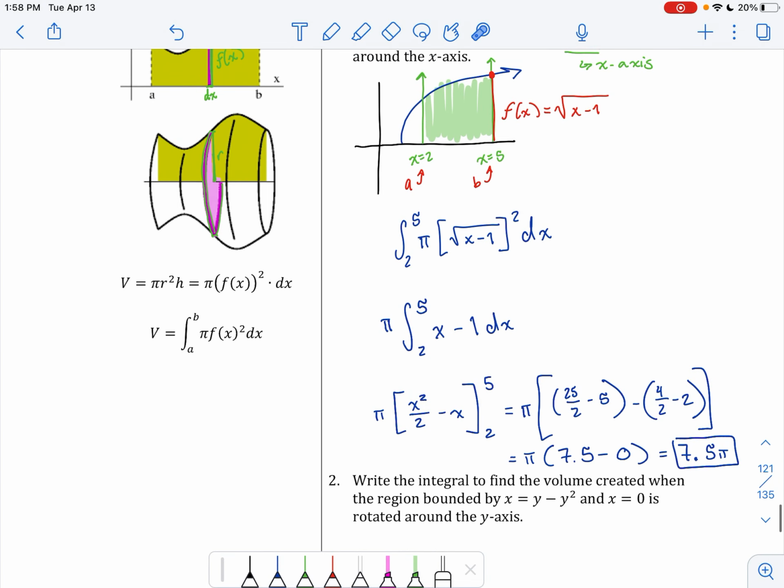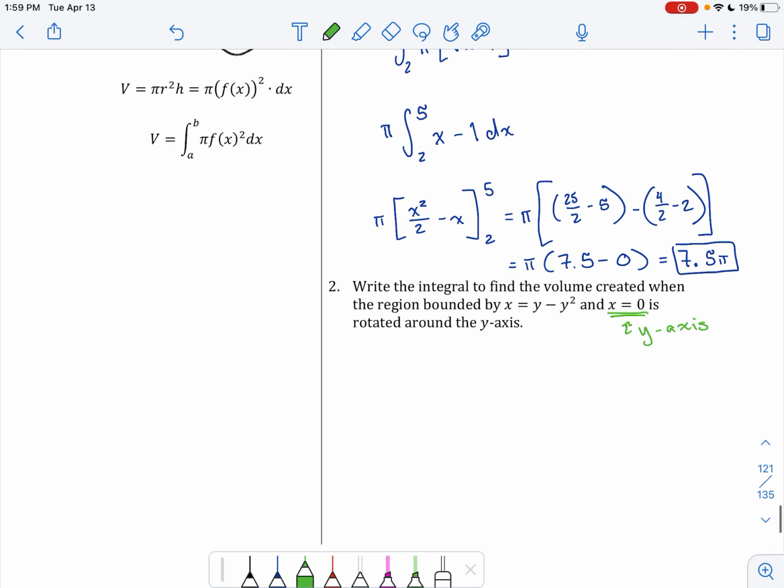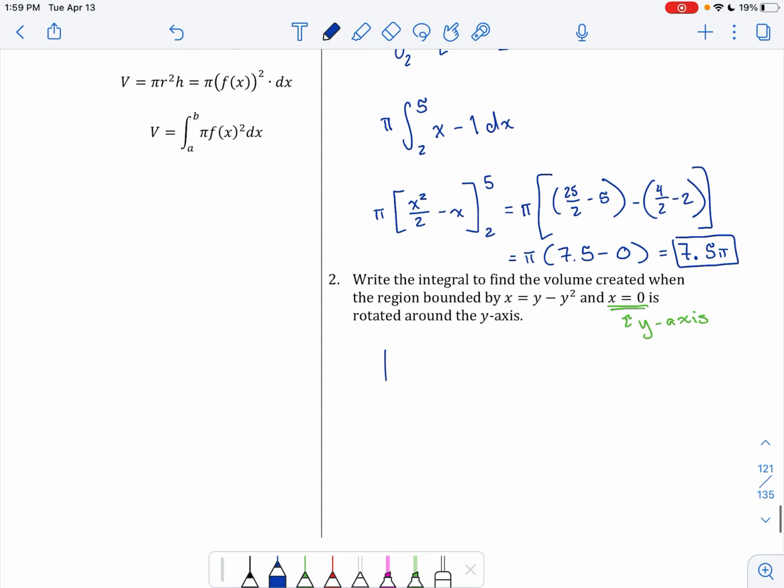Now, as I said, here we can see we have a problem with the y-axis. Write the integral, so we're not evaluating it here, to find the volume created when the region bounded by x equals y minus y squared and x equals 0 is rotated around the y-axis. So remember, the x equals 0 is the y-axis the same way y equals 0 is the x-axis. Sorry, y equals 0 is the x-axis. So it's still, I often find helpful for me to illustrate.